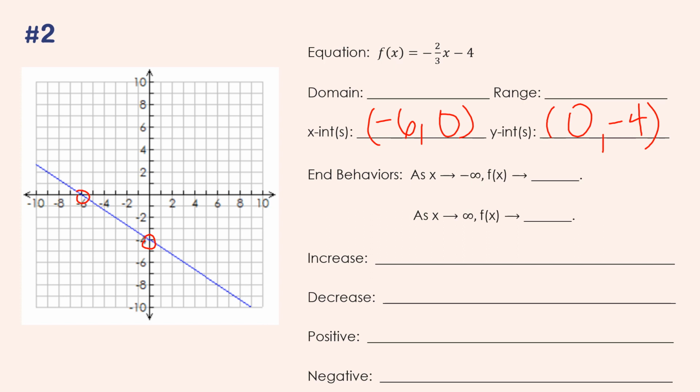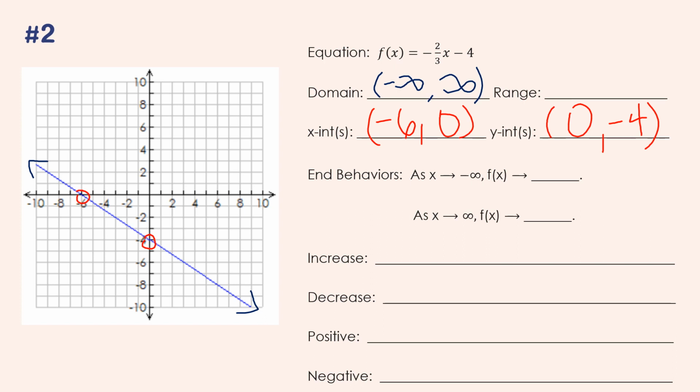For our domain, we are going to look at, does it go left forever and does it go right forever? So if we look at the arrows, it is going left forever, which means x approaches negative infinity, and it does go right forever, which means x approaches positive infinity. Again, that's all real numbers. That means x can be anything, anywhere on this graph, because this line goes on forever. You physically can only see what's right in front of you, but you have to also think about if it continues, what will happen to it.